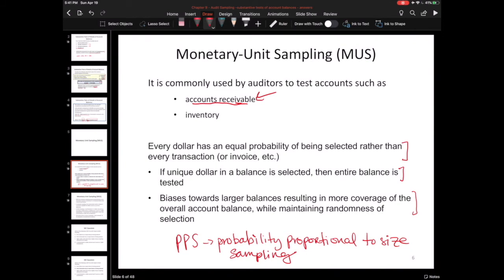What that means in practical terms is that because those larger balances are more likely to be selected, you will wind up selecting, on average, larger items, which will get you overall a sample that has a larger coverage of the population. Because I'm picking larger balances overall, my sample will be covering more of the population, but I'm also maintaining randomness of selection, because I'm not judgmentally picking the larger items.